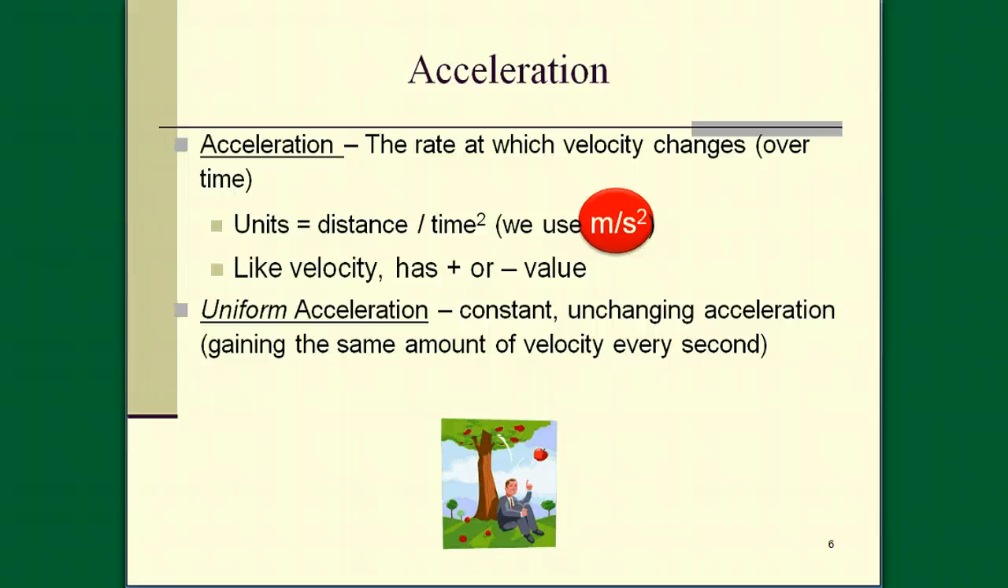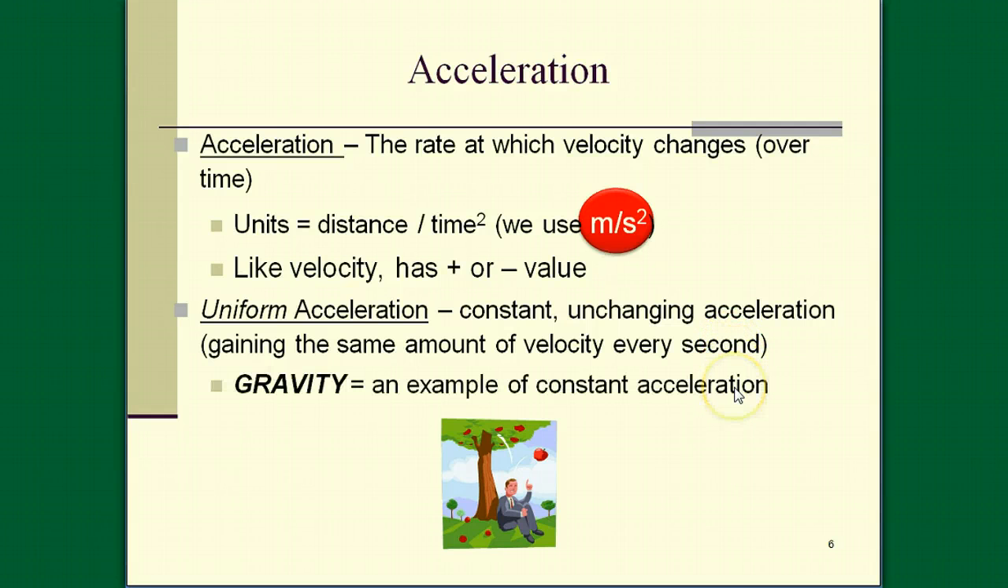Uniform acceleration is what I want to talk about now. That's simply when you have unchanging, constant acceleration. So we are gaining the same number of meters per second every second, gaining the same amount of velocity every second. And a good example of uniform acceleration is gravity. The acceleration due to gravity is 9.8 meters per second squared. That's a number that after you get out of physics, you probably won't be able to get out of your head because we use it so much.